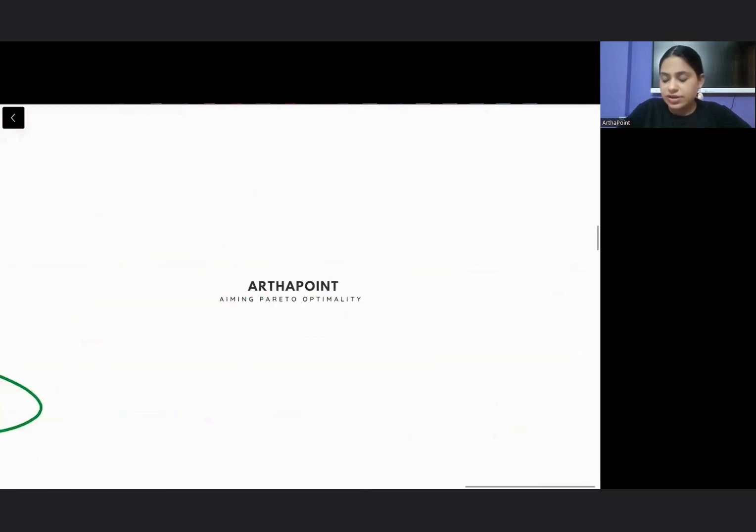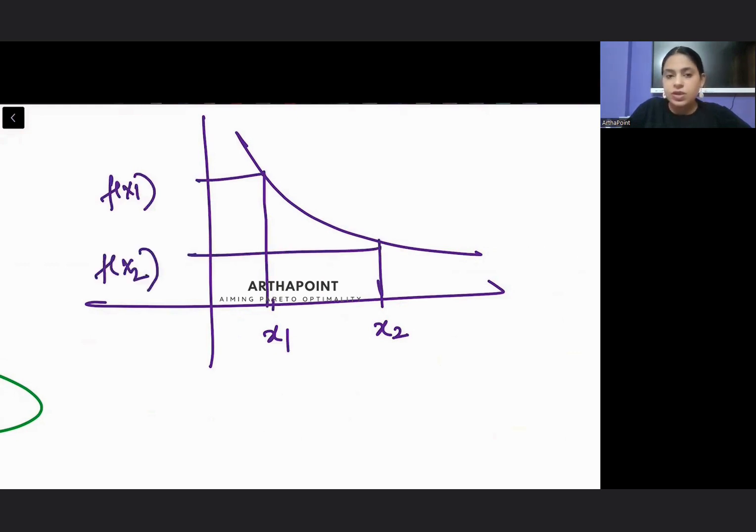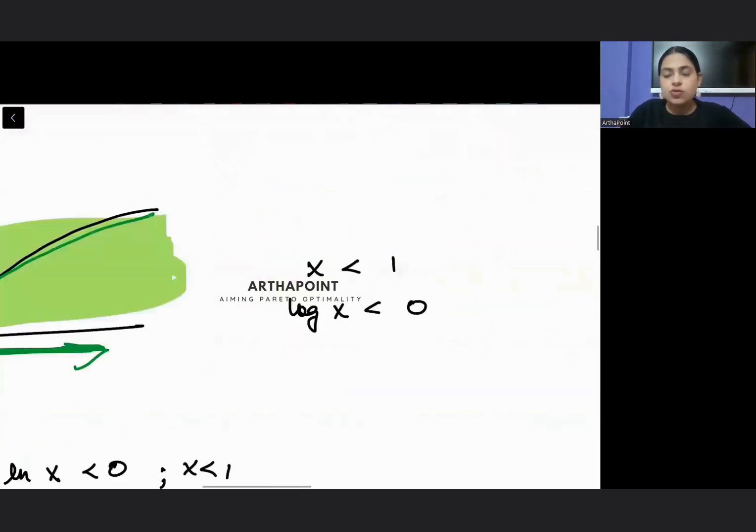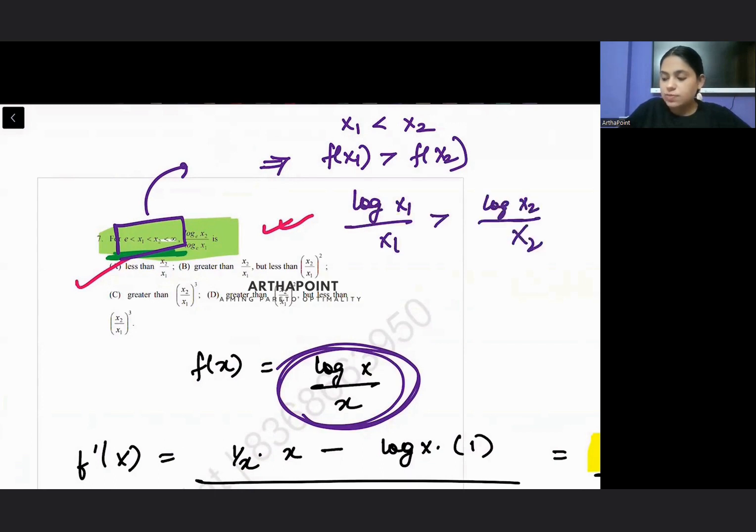If I just plot any decreasing function, so I have x2 here and I have x1 here, x1 is less than x2. So f of x1 will be greater than f of x2. So what we have therefore got in this case is that f of x1, which means log x1 by x1, will be greater than log x2 by x2, isn't it?